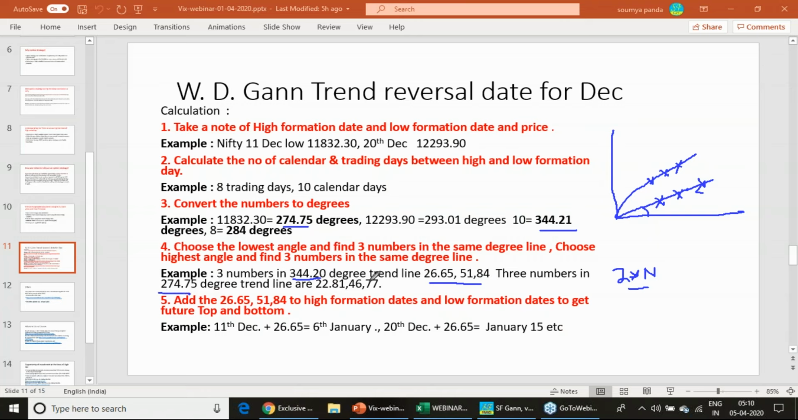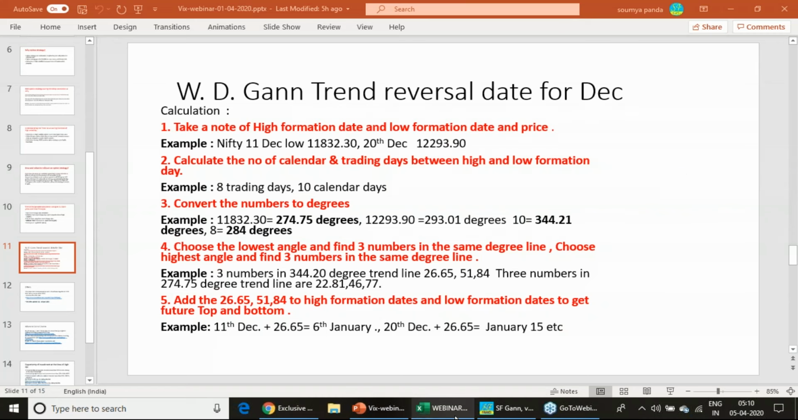274.75 degrees. So once you get these numbers, you add them to the low formation day, which is 11th December, and add them to the high formation day, which is 20th December, and you predict the future trend reversal dates. So 11th December, if you add 26.65, 6th January is a trend reversal date. Same 26.65 added to 20th December gives another trend reversal date falling on January 15th. So this is the same thing we are going to do.